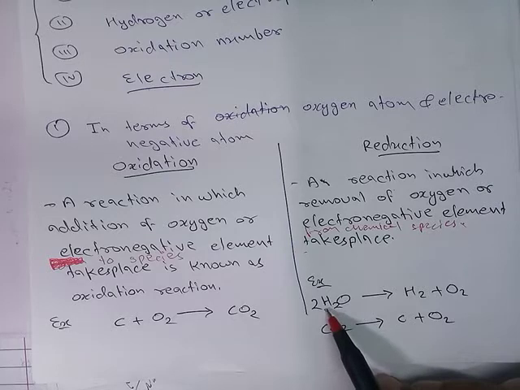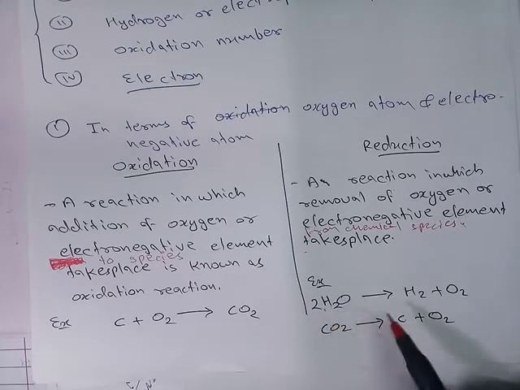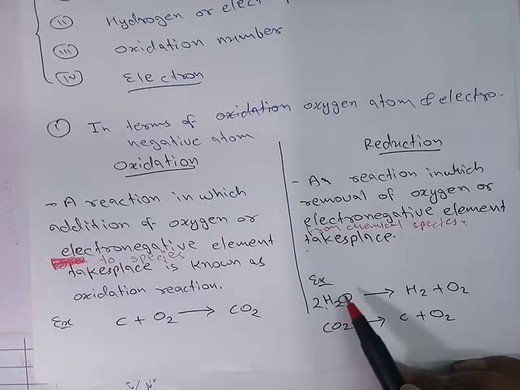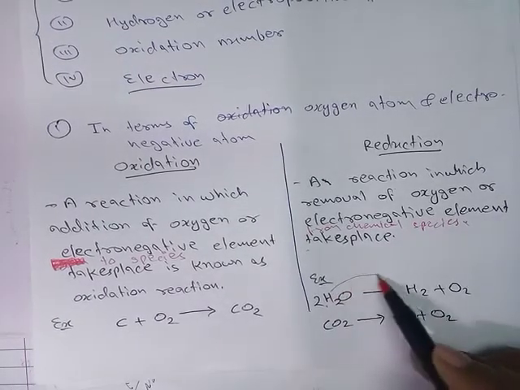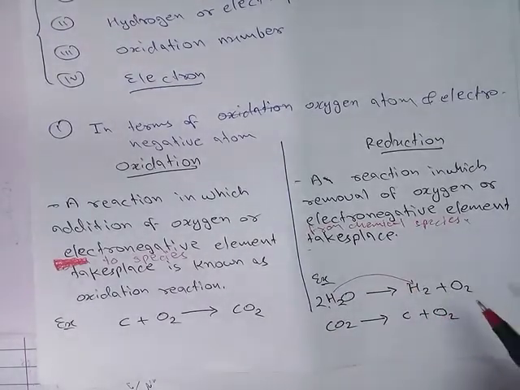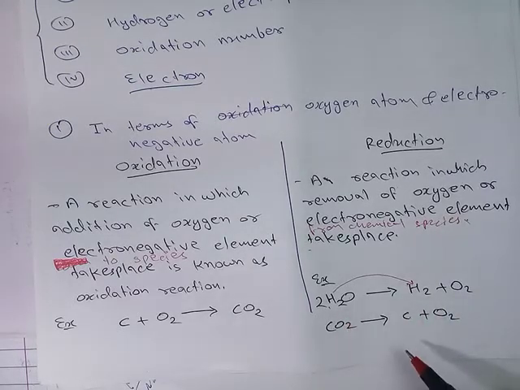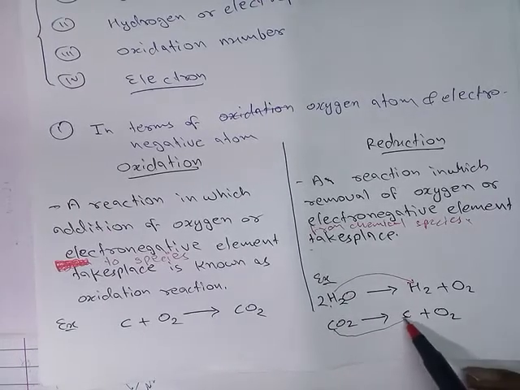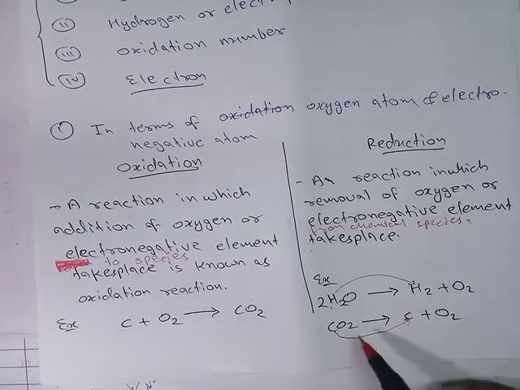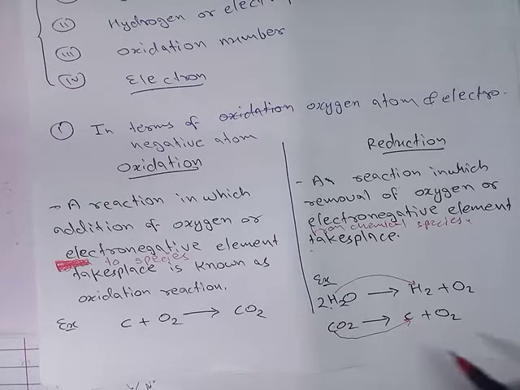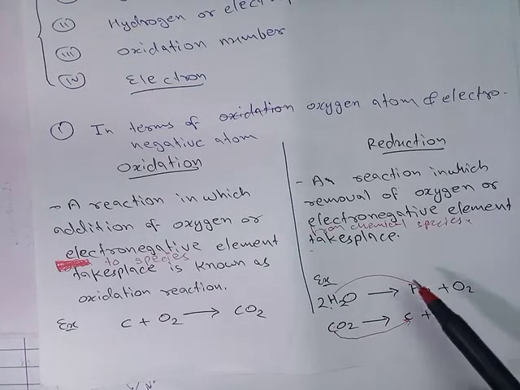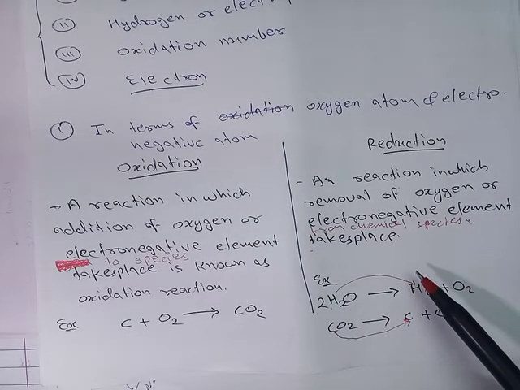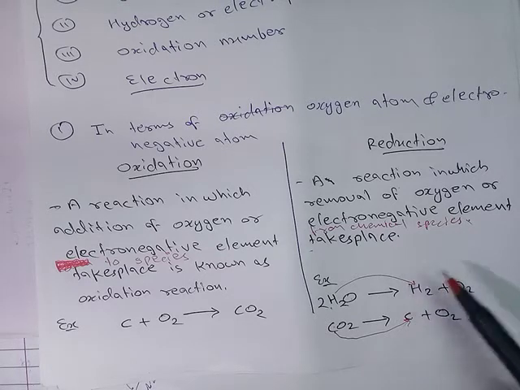So here removal of oxygen from the hydrogen atom takes place, and we can say reduction of hydrogen takes place. Here removal of oxygen from the carbon element takes place, so we can say reduction of carbon takes place. So this is about examples of oxidation and reduction reactions in terms of addition or removal of oxygen or an electronegative element.